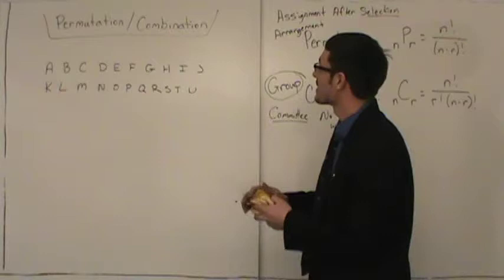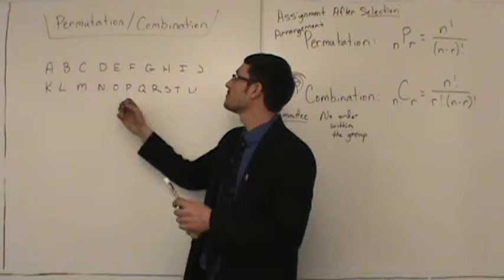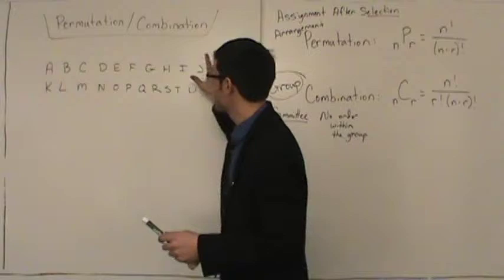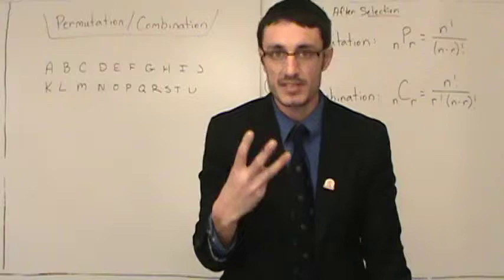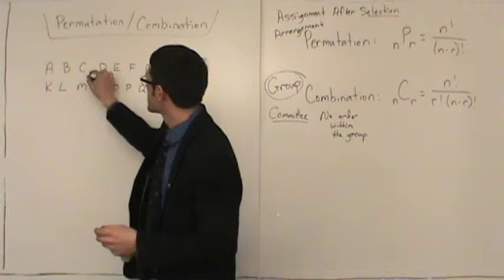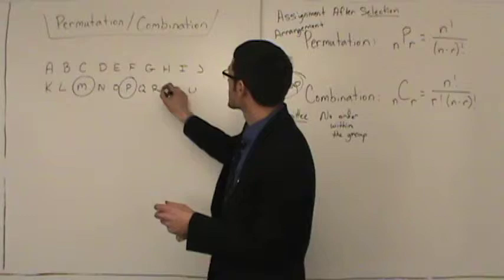R is for Russell Wilson. And okay, so P could be what? P could be the President of the United States, for instance. Let's imagine this group of 21 letters to represent a group of 21 people. Now out of this group, I want to select a group of three famous people. So let's select Michael Jordan, the president, and Russell Wilson, for instance.